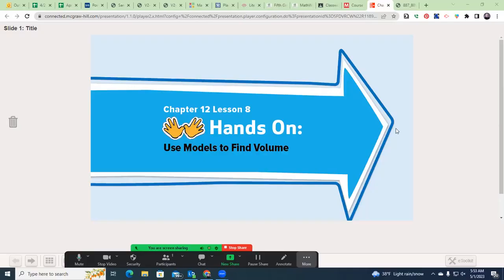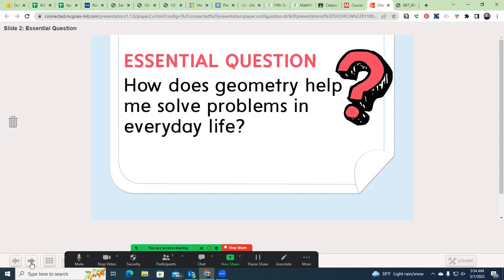Today's episode, Chapter 12, Lesson 8, Hands-on, Use Models to Find Volume. As always in Chapter 12, our essential question is, how does geometry help me solve problems in everyday life?